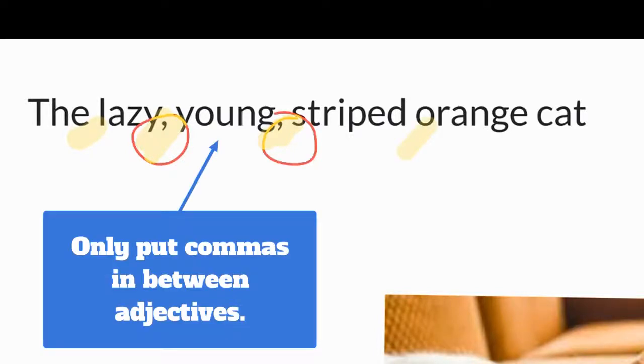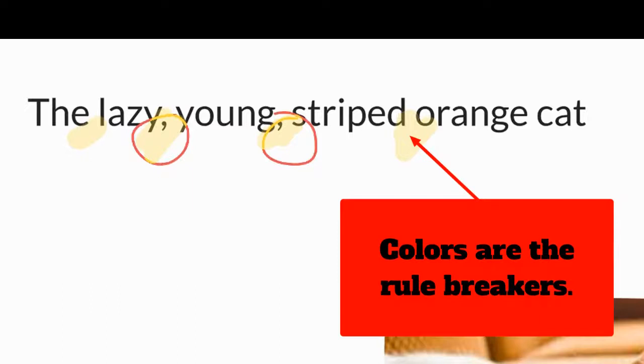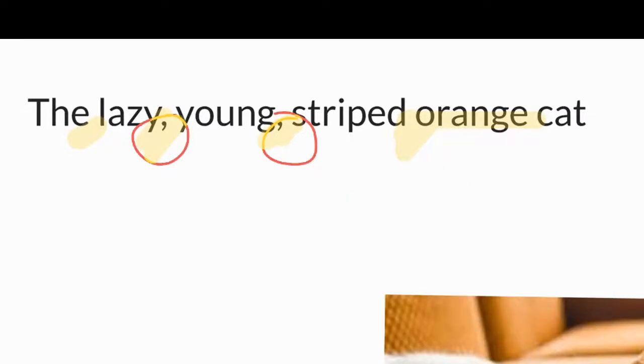So why don't I use a comma there? Well, there is one rule breaker to the adjectives rule, and that is if one of the adjectives is a color, like orange is a color, then I don't need to separate those two adjectives with commas. And finally, I don't need a comma here in between orange and cat because orange is a color and cat is a noun. So they are not two adjectives that needed to be separated.